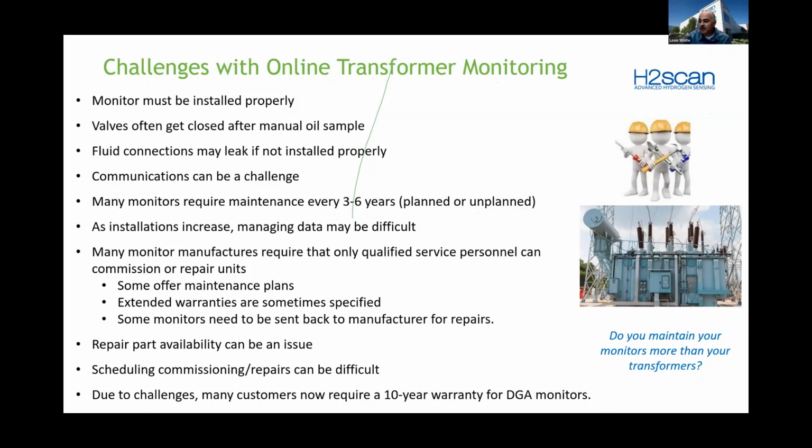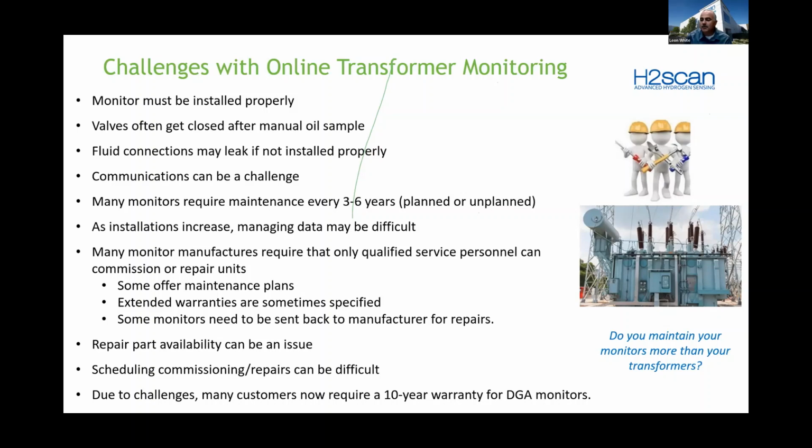Also, repair part availability can be an issue. This has become a big issue over the last few years with COVID and the inability to get parts for monitors. I've heard from customers that there are manufacturers where you can buy the new monitor, because that's a large expense, but getting parts has been a challenge. And so the manufacturers, of course, want to get the most revenue possible. You want to make sure you're working with folks that are going to be able to support you the best.